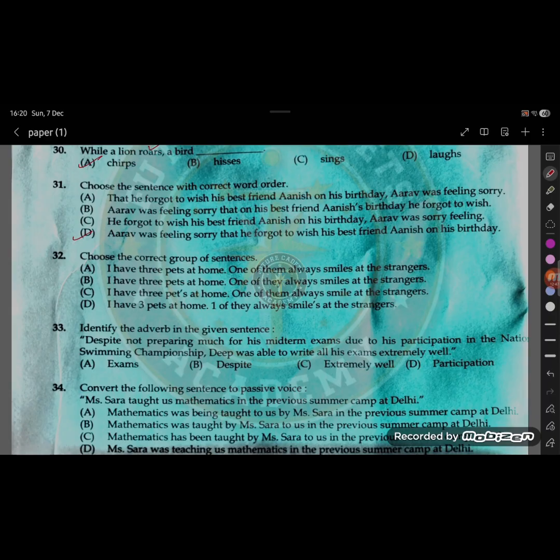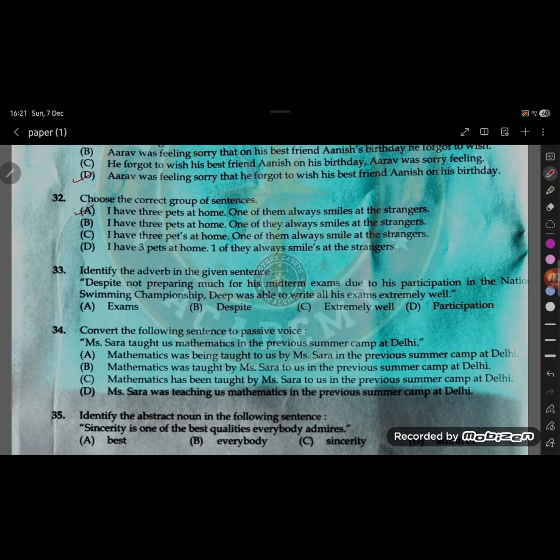Okay, moving to next question, question number 32. Choose the correct group of sentences. So again, test your reading skills, how well you have read the question, and the answer here is A. For question number 33, we need to identify the adverb, the one having qualities of both adjective and adverb, the one which qualifies an adverb, an adjective, a verb, all at the same time, right? So adverbs here in the sentence is extremely well. So the answer will be C.